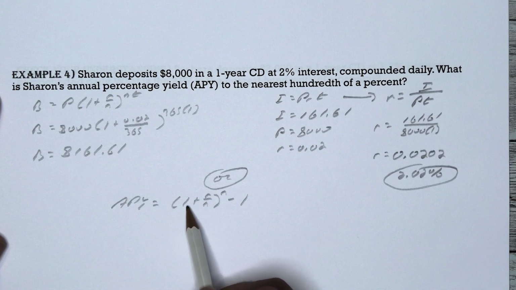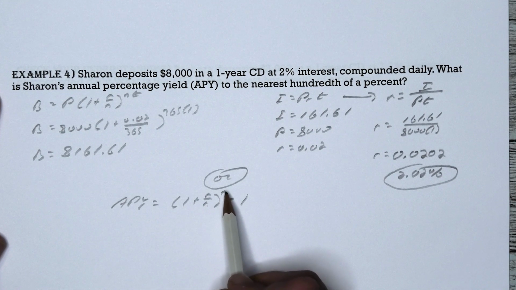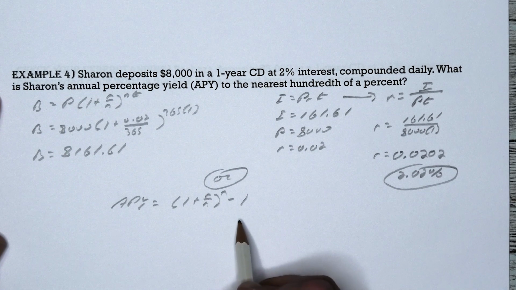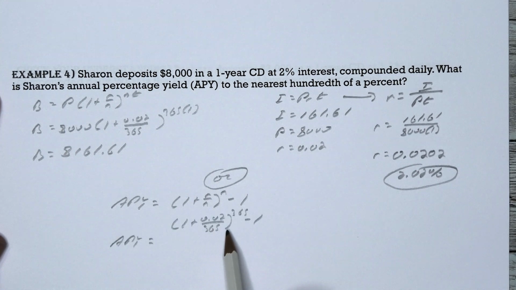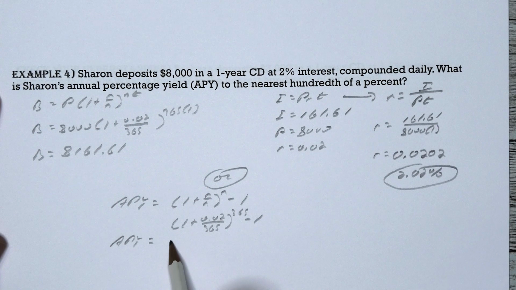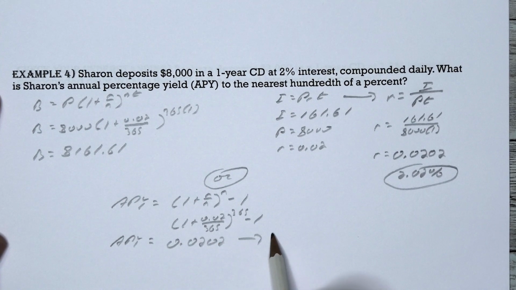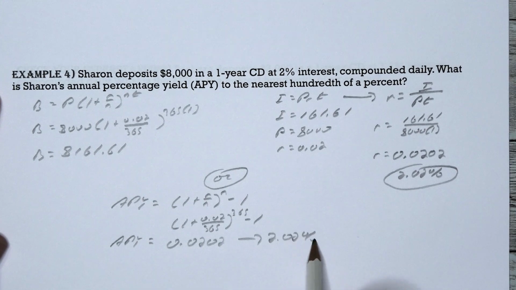Or another way we could do it is by using an annual percentage yield formula, where the annual percentage yield is equal to 1 plus r over n to the n power, and then minus 1. We substitute the values into the equation, and we find an annual percentage yield of 0.0202, which is still 2.02%.